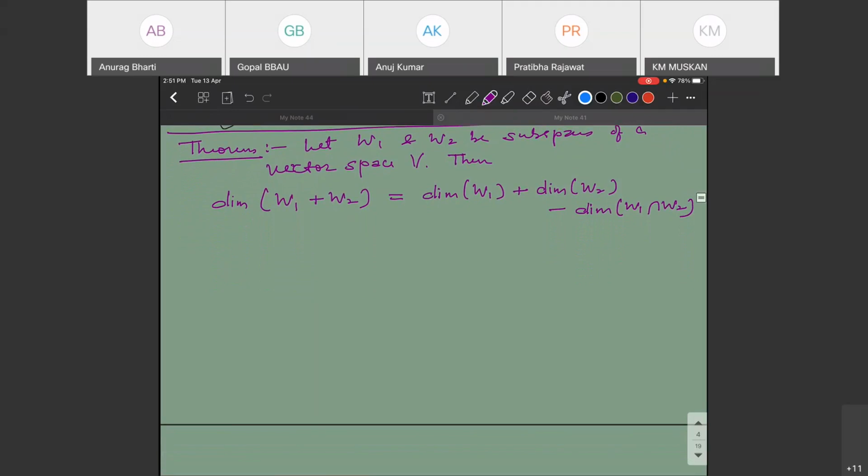Have you seen such a relationship before? Do you remember, have you seen somewhere such a relationship? Have you seen this in your set theory course in intermediate classes? Yes. So it is the number of elements in W1 union W2.